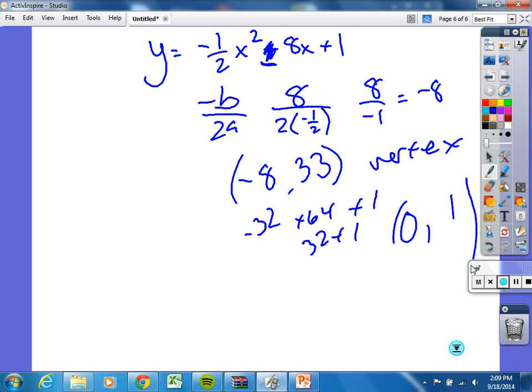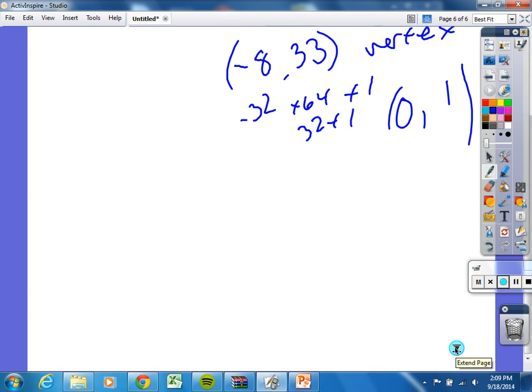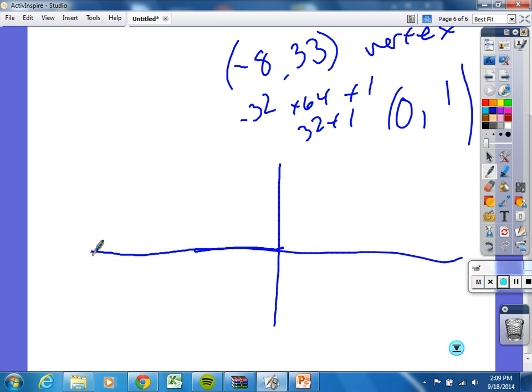So now I come down to my graph. Am I going to really do 33 tick marks? If you think so, I'm going to laugh at you. Okay? Because I'm not. Negative 8, I'm going to do the 8 tick marks. And up here, I'll just say that's 33. As long as you tell me that's what it is, I'm cool with you just saying that. If it gets too high, does that make sense to you? Okay, and then here's 0, 1. That's my y-intercept.